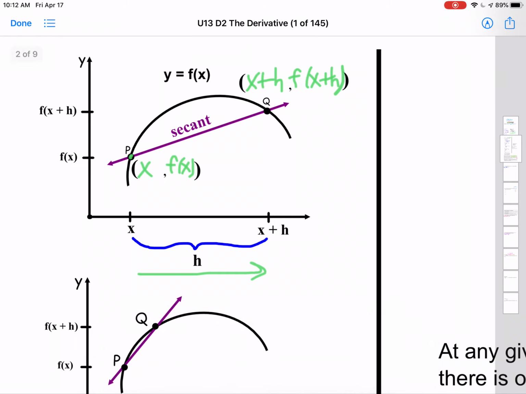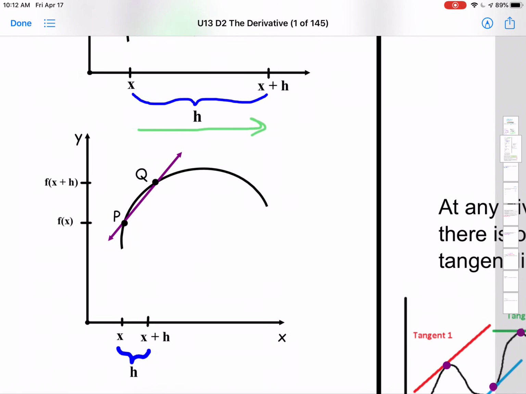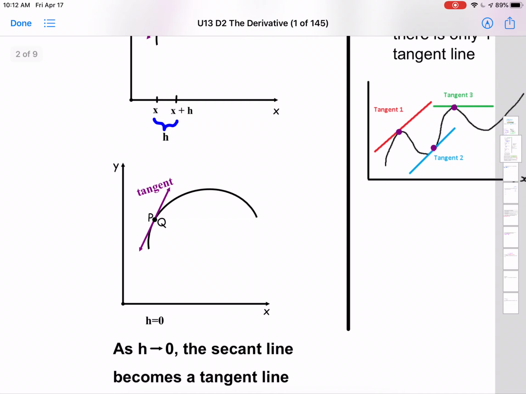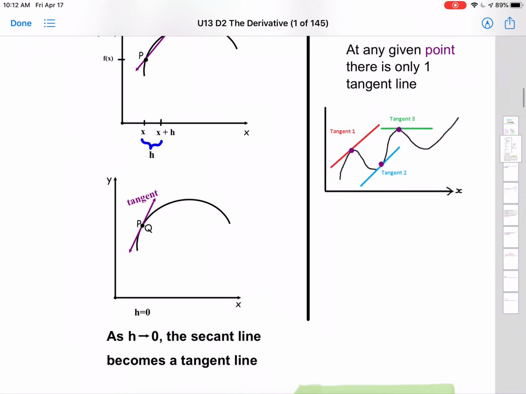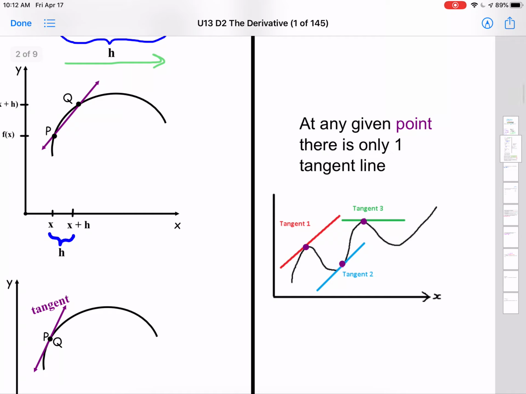So here's what I want to do. What happens if I take that h value and keep making it smaller? I see how I keep making that smaller. My secant line eventually becomes a tangent line when that distance becomes 0. So as h approaches 0, so that distance gets smaller and smaller, the secant line becomes a tangent line. And from the past, very important, at any given point there is only one tangent line. One tangent line can be drawn at any given point, as we can see on a curve.